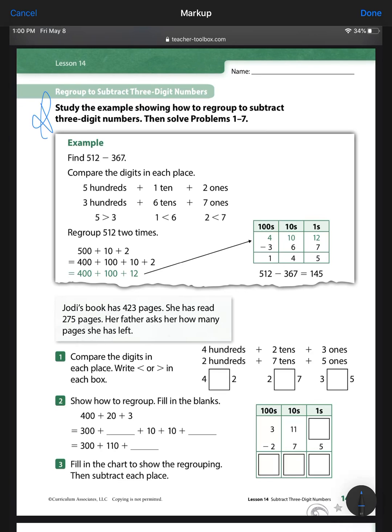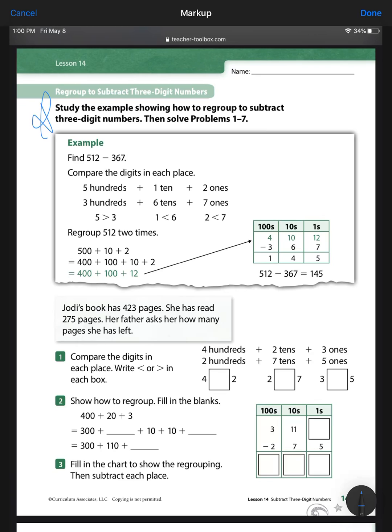This is from lesson 14 of your Ready Math book. And we're going to review regrouping to subtract 3-digit numbers. So follow along as we work through this page together, okay?